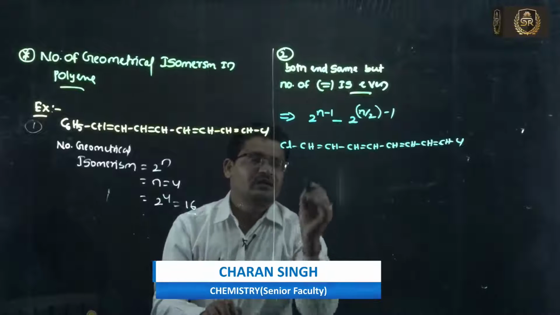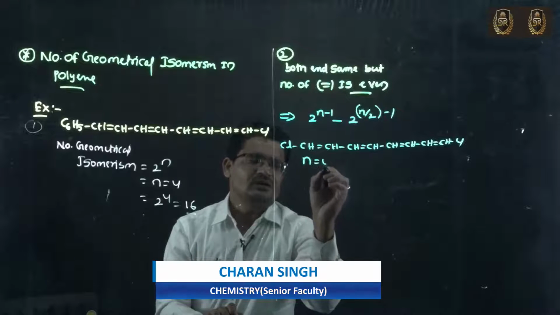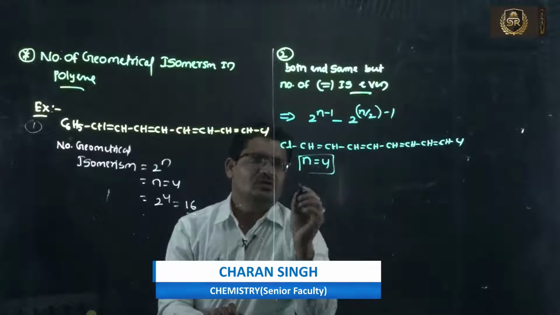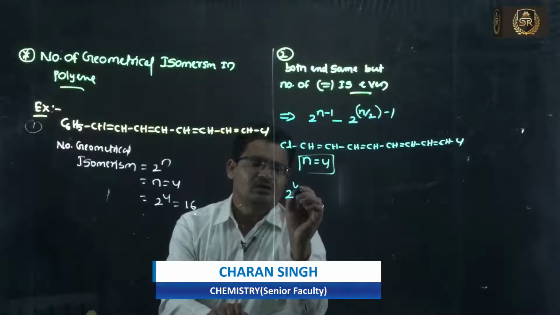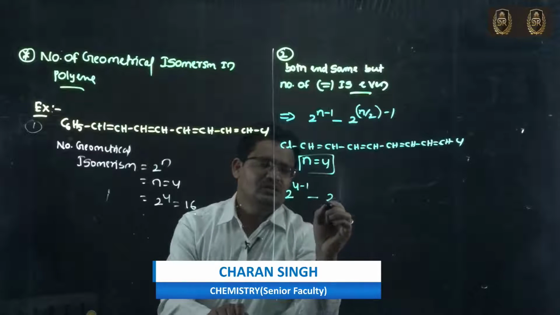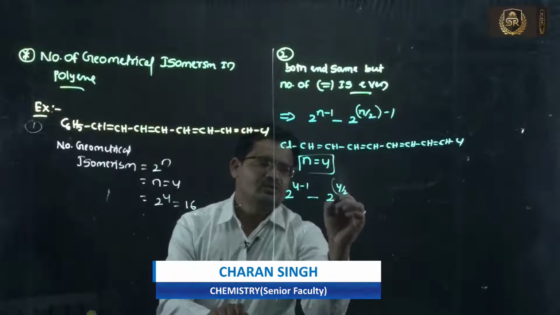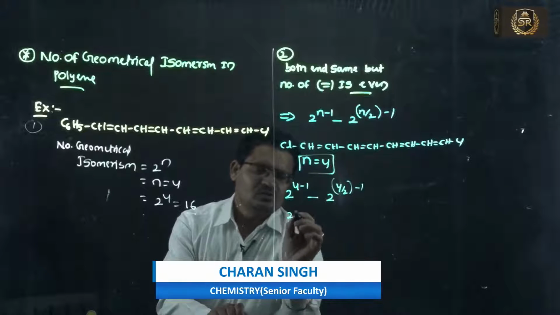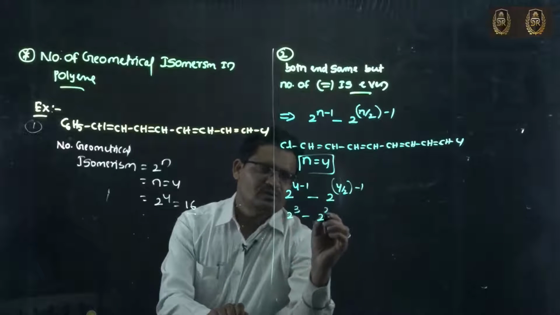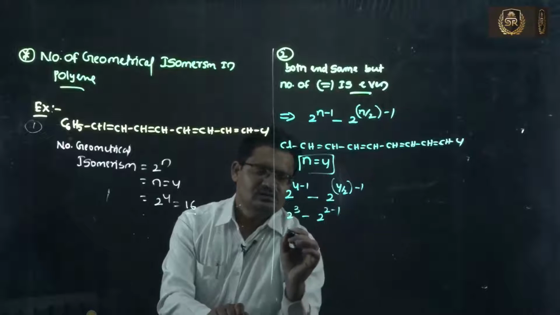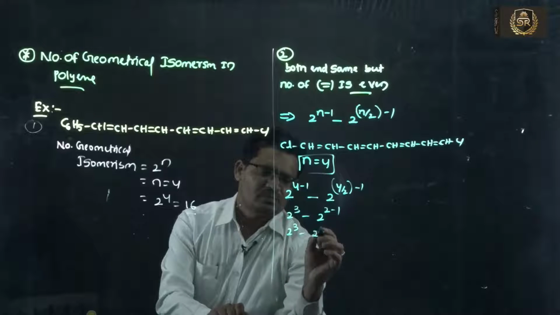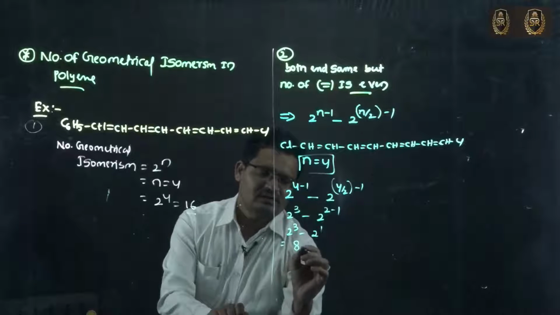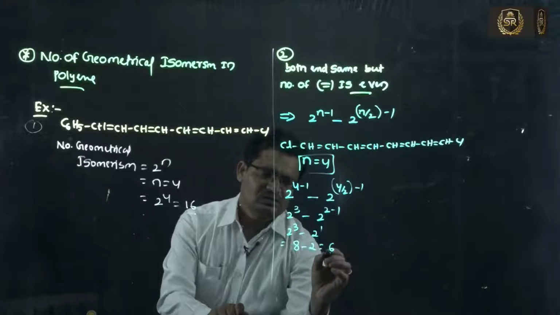That means N equal to 4. Here N equal to 4. Now you have to use this formula: 2 power 4 minus 1 minus 2 power 4 by 2 minus 1, which is 2 power 3 minus 2 power 2 minus 1, that is 2 power 3 minus 2 power 1. 2 power 3 is nothing but 8, minus 2 equal to 6.